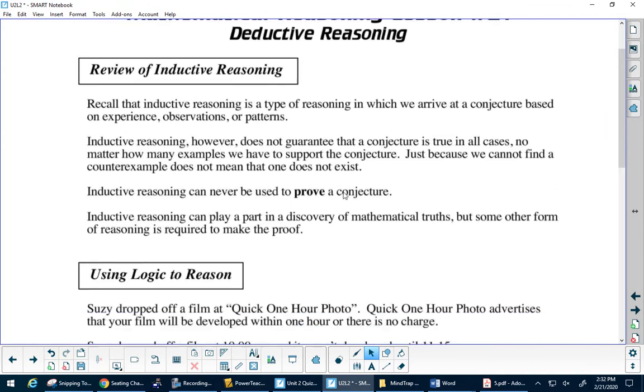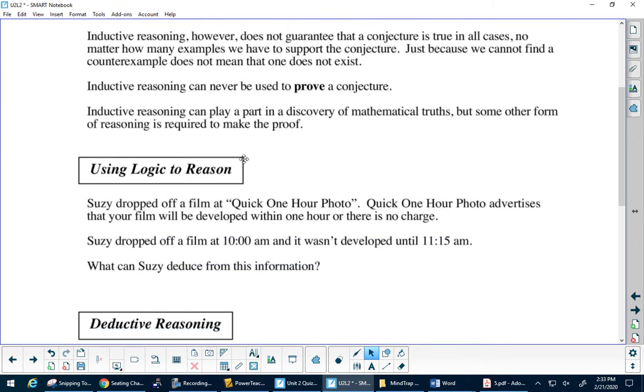Now, inductive reasoning can never be used to prove a conjecture, okay? We have to do that mathematically. Because even on the quiz, you know how you could keep coming up with examples? Unless you gave every example in the world, it's not true yet. And that would take you forever. So there's got to be a better way. And that's where we use deductive reasoning. Now this is using logic to reason.